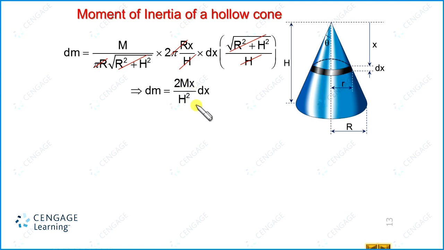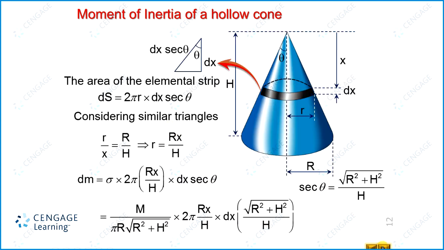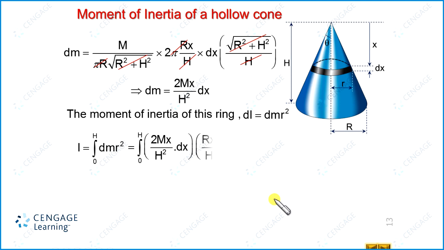Now we can find the moment of inertia of this ring. We know moment of inertia of the ring about the axis equal to m multiplied by radius square, and radius here is small r. That means we can write dI equal to dm multiplied by r square, and we can now write this moment of inertia, this one. dm we have calculated, r value we know, right? We can now substitute the values, and limit is from 0 to capital H.